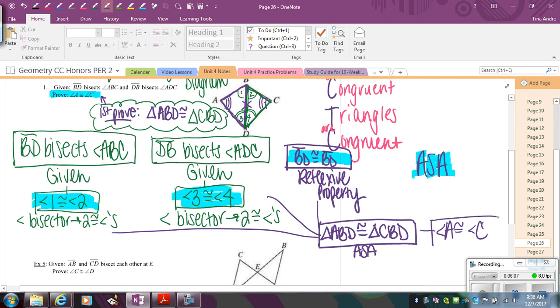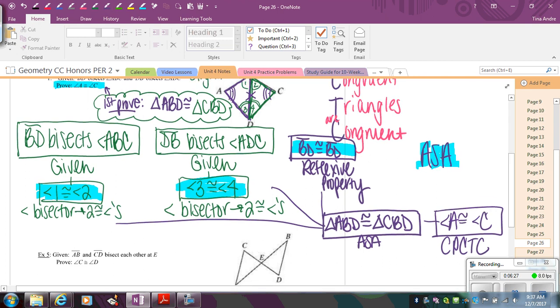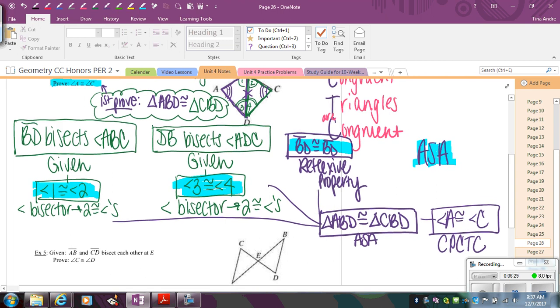And my reason for this is CPCTC, or corresponding parts of congruent triangles are congruent, or you could say something like congruent triangles imply congruent corresponding parts. They all mean the same thing. So that is the idea behind CPCTC. So you always prove the congruent triangles, and then you can say any of the corresponding parts are congruent.